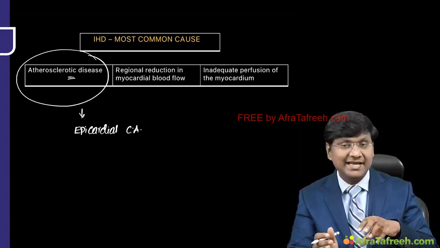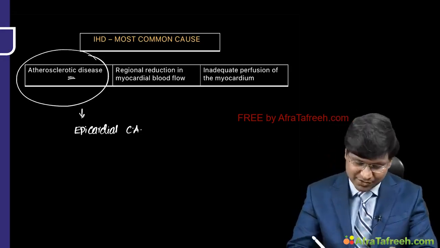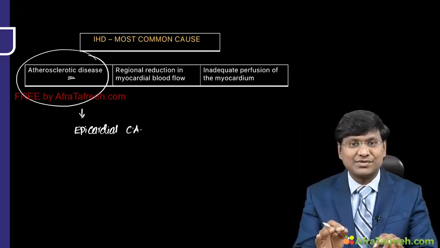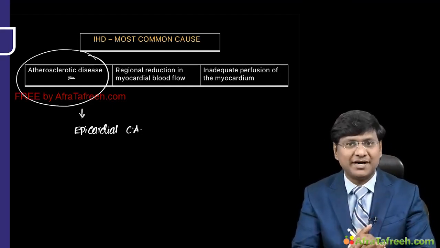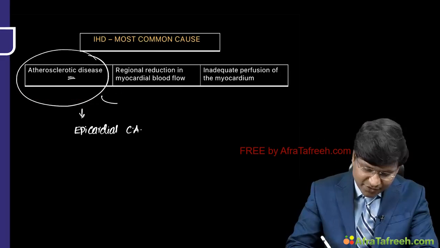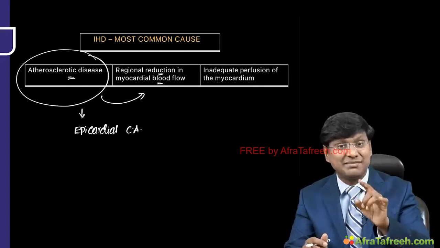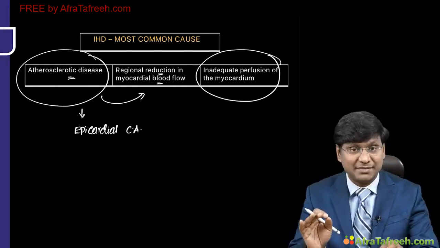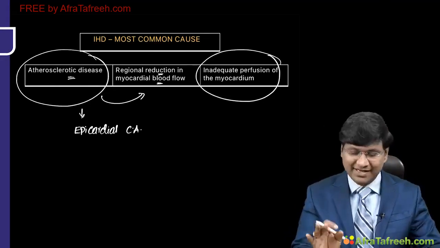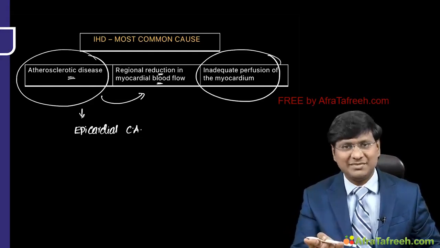So in these epicardial coronary arteries, you have the development of atherosclerosis. And this atherosclerosis will cause reduced blood supply to a part of the myocardium. So thereby what will happen? There is regional reduction in the myocardial blood flow. Once there is regional reduction in the myocardial blood flow, there is inadequate perfusion of the myocardium supplied by the involved coronary artery. So that is what will happen in patients with ischemic heart diseases.